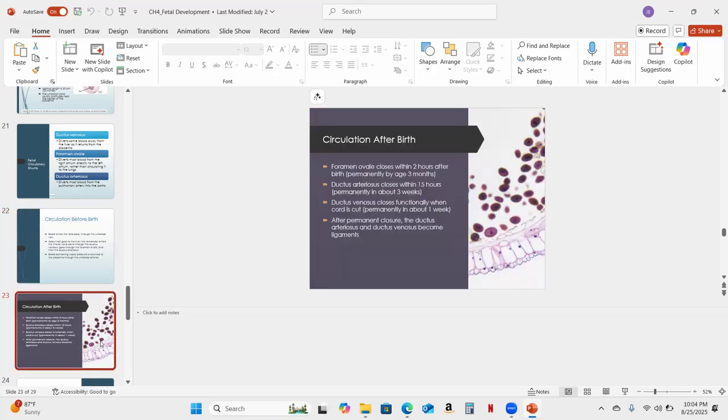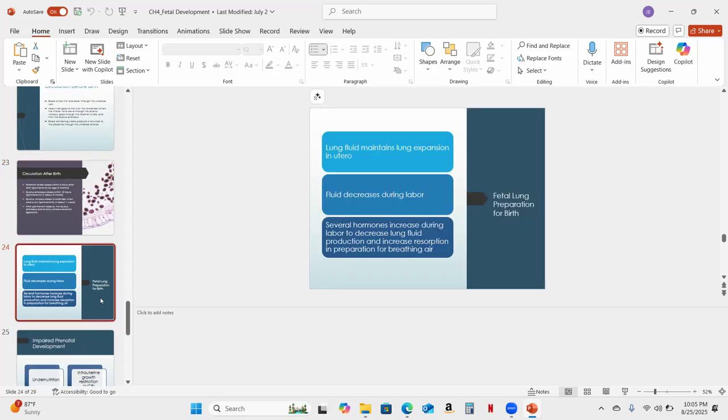Circulation after birth is like a quick adjustment, and this is where things can get tricky later on if these holes don't close up. But the foramen ovale closes within 2 hours after birth, and then permanently by 3 months. Ductus arteriosus closes within 15 hours, permanently in 3 weeks, and then the ductus venosus closes functionally when the cord is cut, permanently about 1 week. After permanent closure, the ductus arteriosus and ductus venosus become ligaments. So again, later on, if those don't close, that can be an issue.